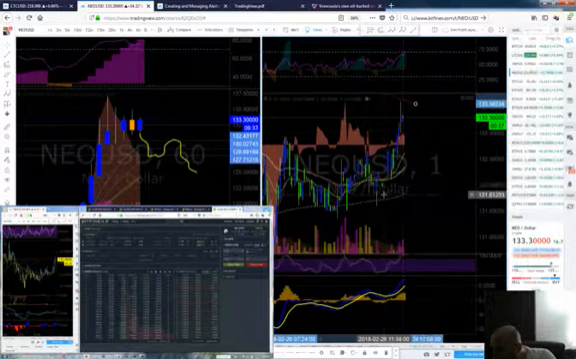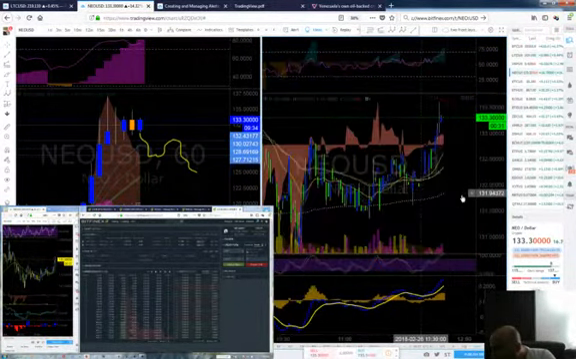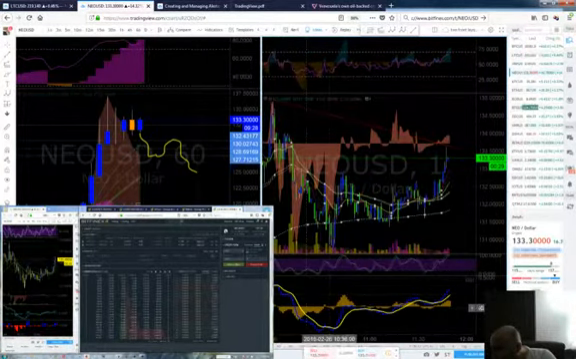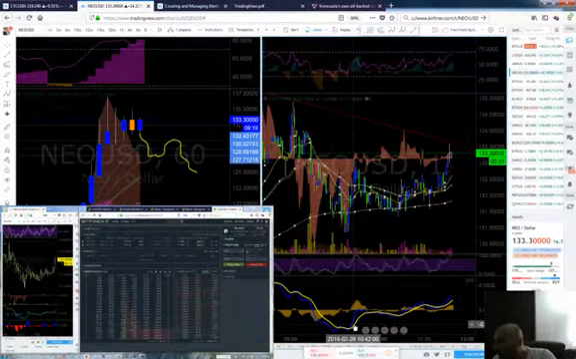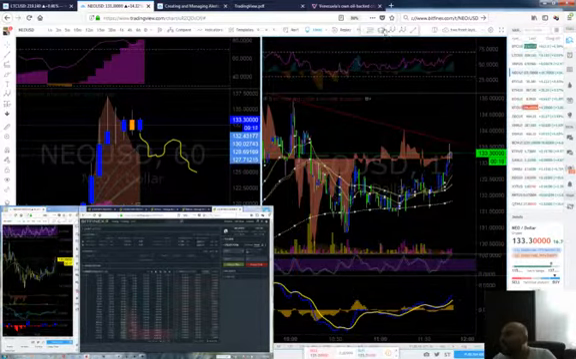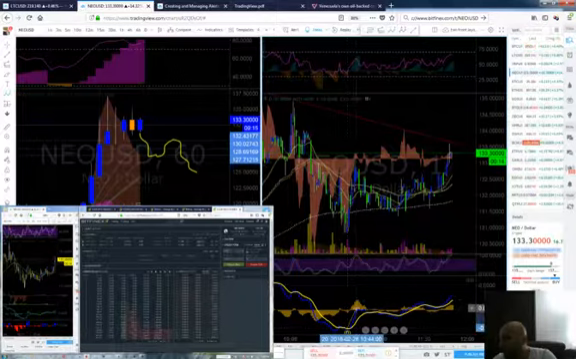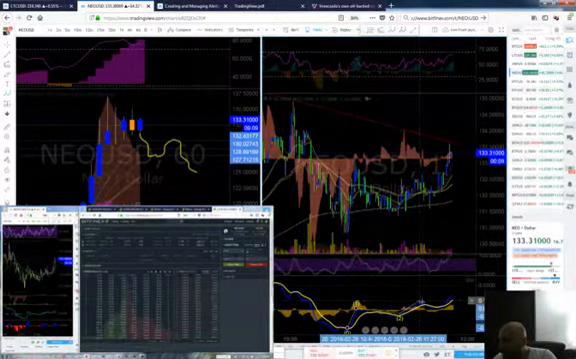This last shoot up, I want to say that it is a pretty bad 5-wave structure. So from here to here, 1, 2, 3, 4, and 5.